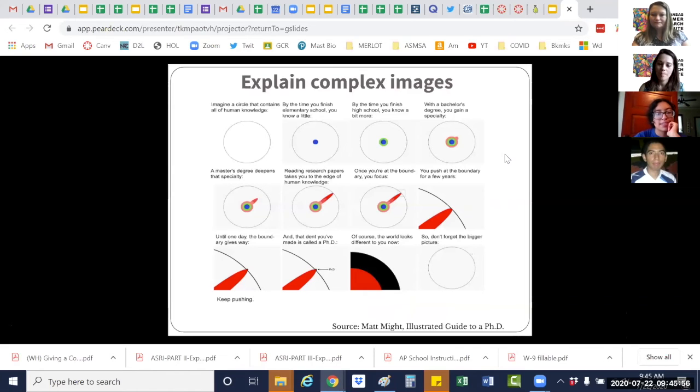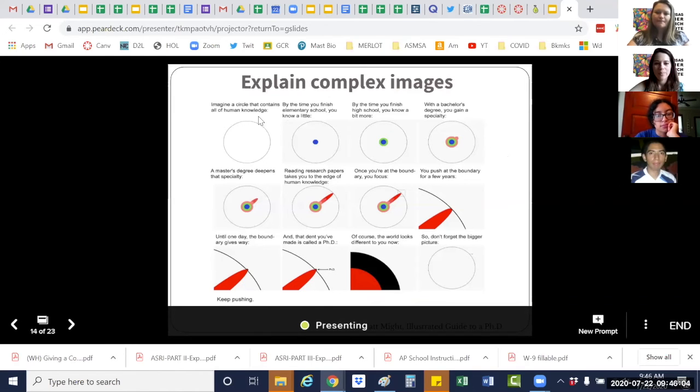When you have a very complex image, Dr. Krakowiak referred to this one a day or two ago, take time to explain the complex images. So for example, I've got a circle here that contains all of human knowledge. And this is how much you're learning in elementary school, in high school. When you gain a bachelor's degree, you've got probably a nice liberal arts kind of education, but a focus in one area, that's your major. A master's degree deepens that focus. Reading research papers takes you to the edge of human knowledge.